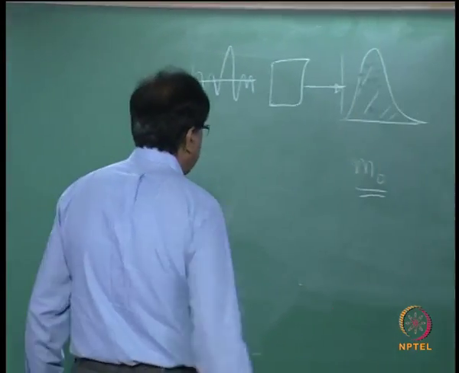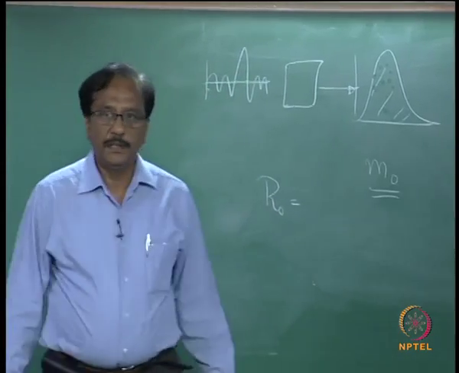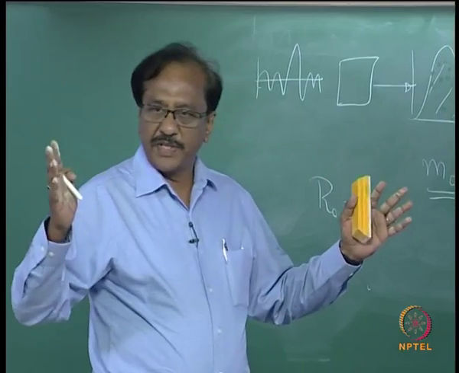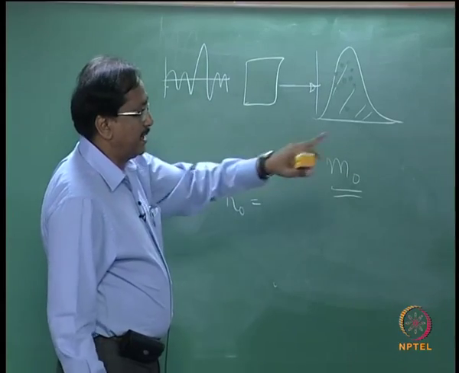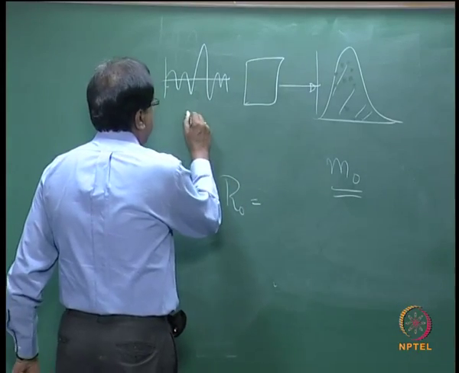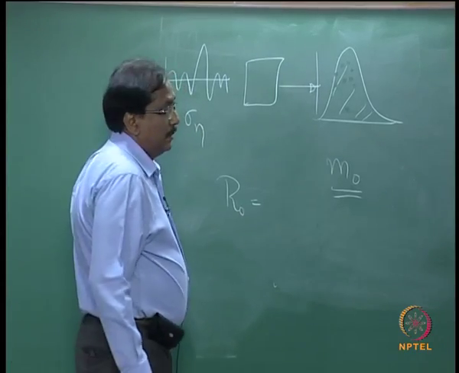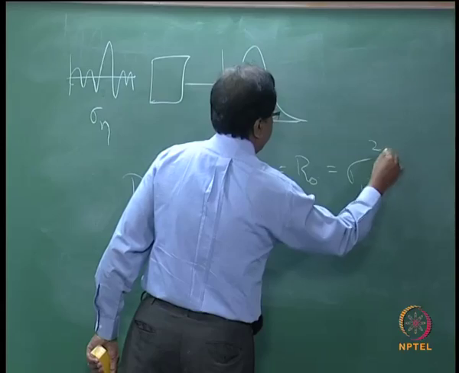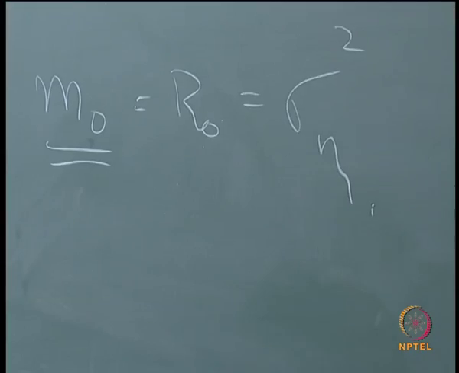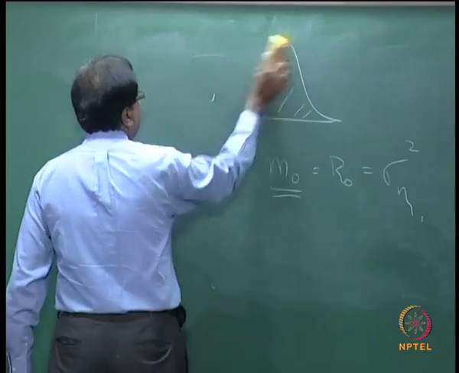Earlier I said R0, that can also be calculated as I have said earlier. And for this time history, straight away you can get your standard deviation, which is sigma eta. So now m0 will be equal to this. You can just use this as a basis for checking your results.